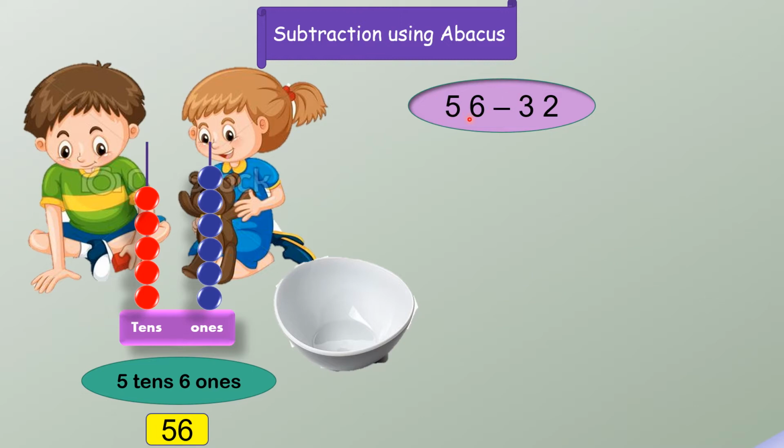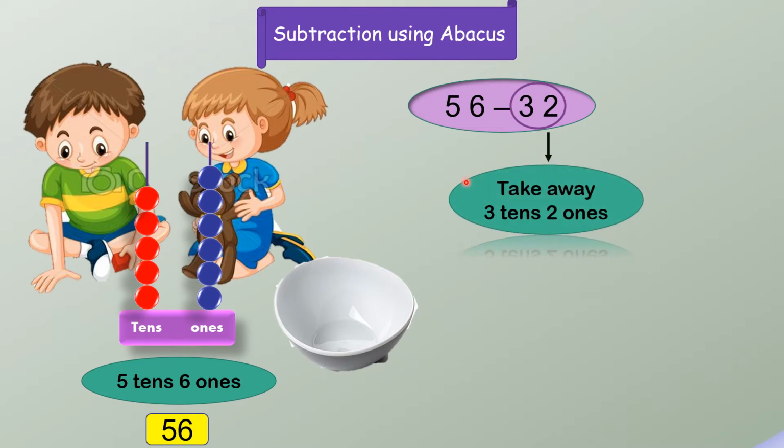56 has been already represented on the abacus. We need to take away 32, which means to take away 3 tens and 2 ones. That we also know, right? So how are they doing that? First is Rita's turn. 2 ones. So she is taking 2 beads from the abacus, from the 1 spike.